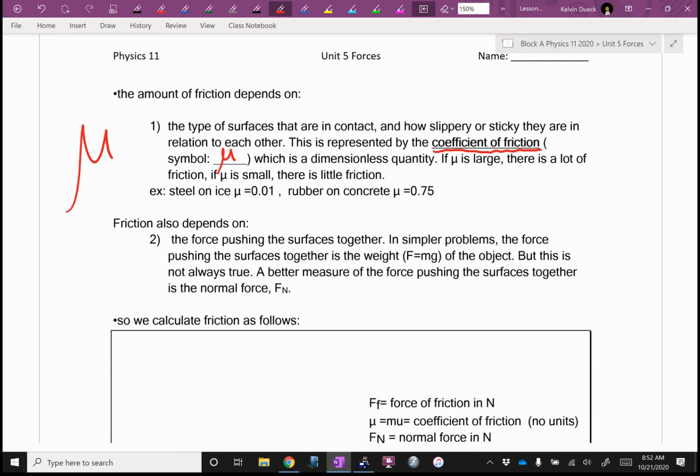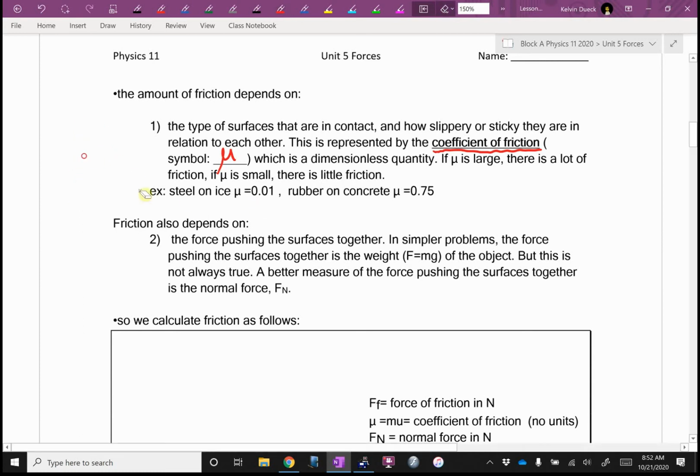The closer this is to 1, the stickier the objects are. The closer this is to 0, the slipperier the objects are. Okay? It doesn't have any units of its own. The coefficient of friction, mu, has no units. It's just a number. It's actually a ratio. It's a percentage, which means it's typically between 0 and 1.